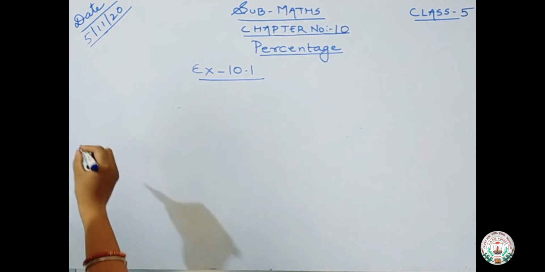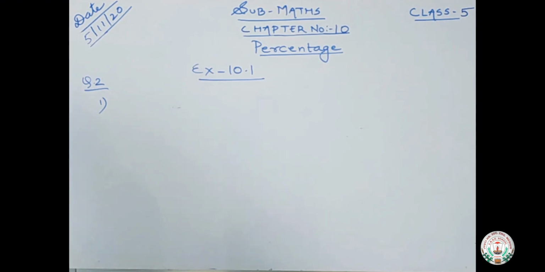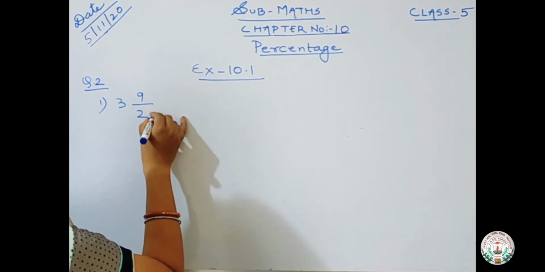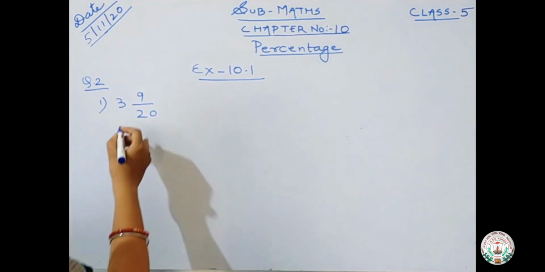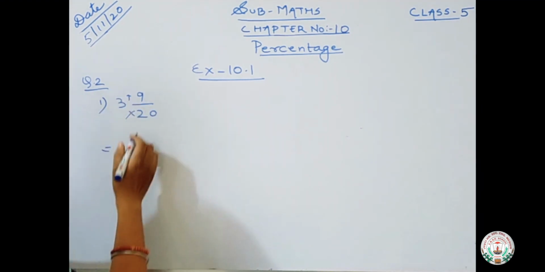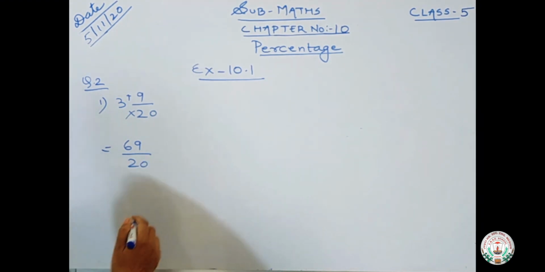Question number 2. First one is 3 9 upon 20. It is given in mixed fraction. So what we will do, we will first change the mixed fraction into a proper fraction. You all know now how we will change. We will just multiply and add. 20 into 3 will be 60. 60 plus 9 is 69 upon 20 into 100.